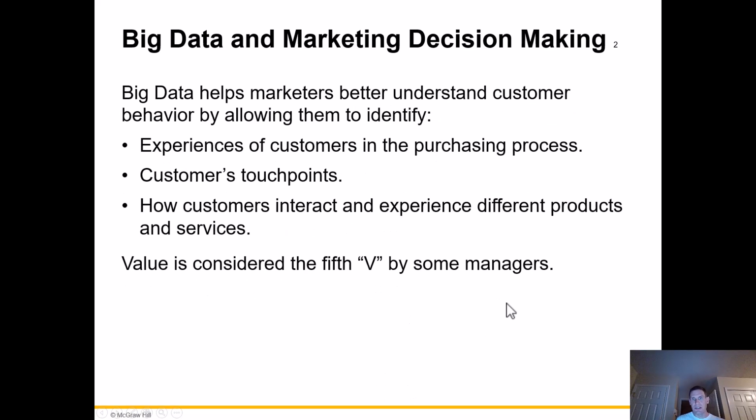Now, big data helps marketers better understand customer behavior by allowing them to identify experiences of customers in the purchasing process, which of course is very useful. Customers' touch points, how many and how long and where are they, and how customers interact and experience different products and services. And value, even though we talk about the 4 V's, sometimes the 5th V, considered by some managers, is, of course, value, and it stands to reason.